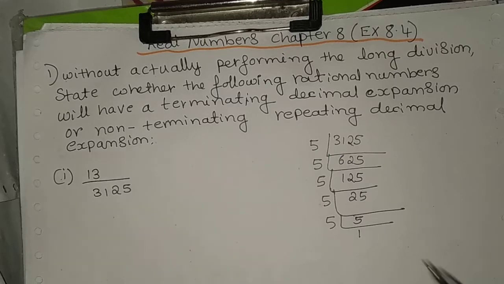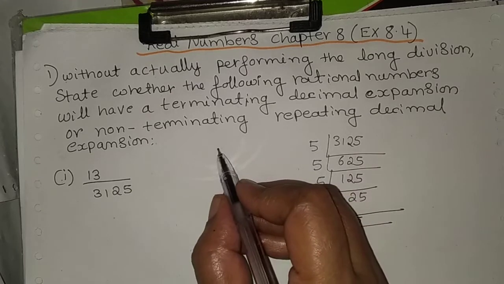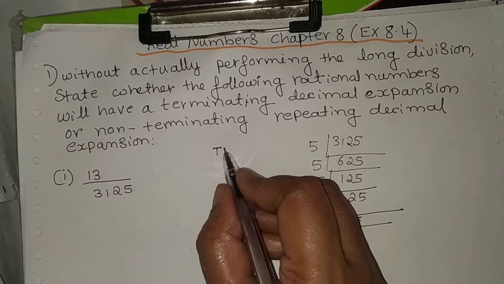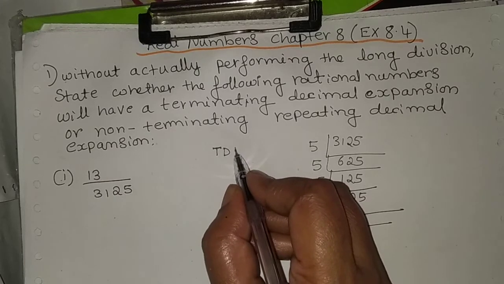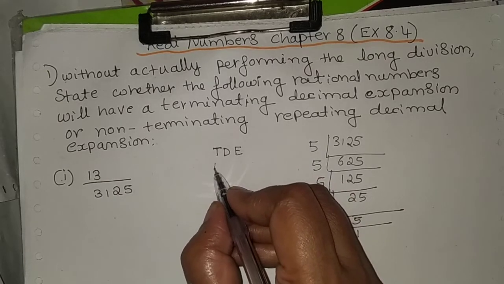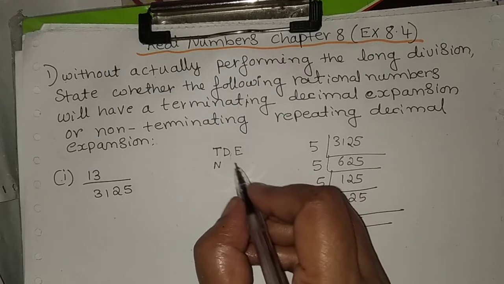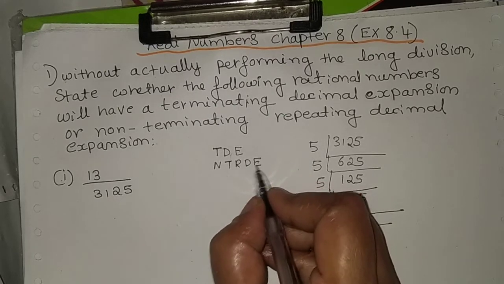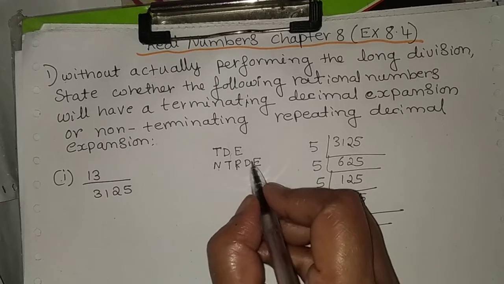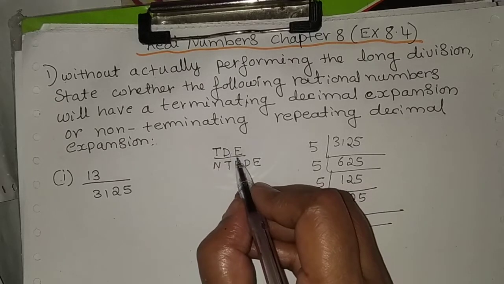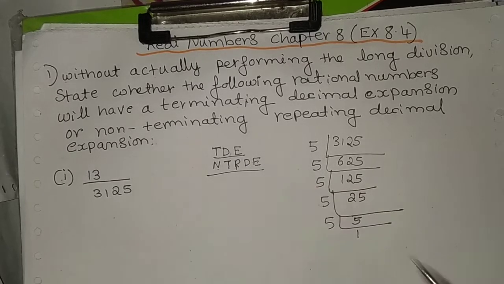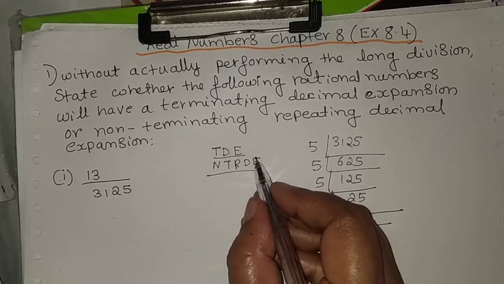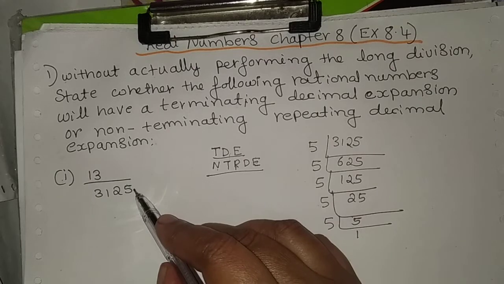So we can write this in short form, that is, terminating means TDE, non-terminating means NTRDE, non-terminating repeating decimal expansion, and TDE, terminating decimal expansion. So this is the short form for the two types. We have to find out which type this belongs to.